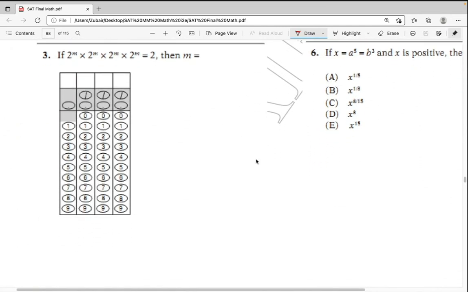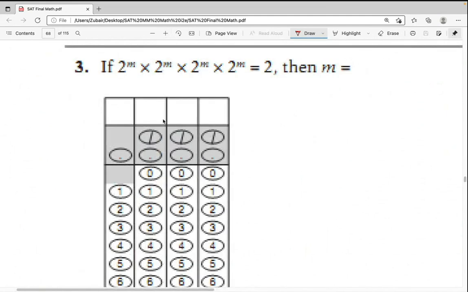Number 3. Doesn't it just equal 1/4? Correct. Base is same, powers add. 4m is equal to 2 raised to power m. Therefore, 4m is equal to 1, m is equal to 1 by 4.